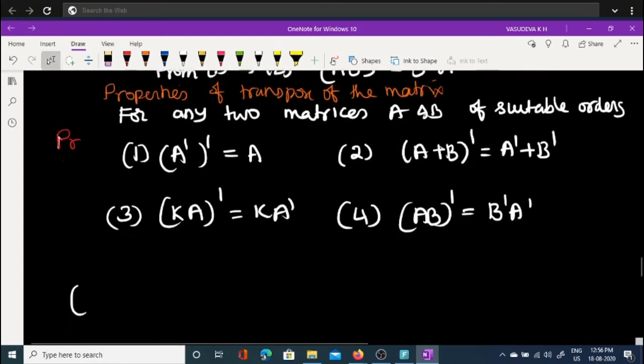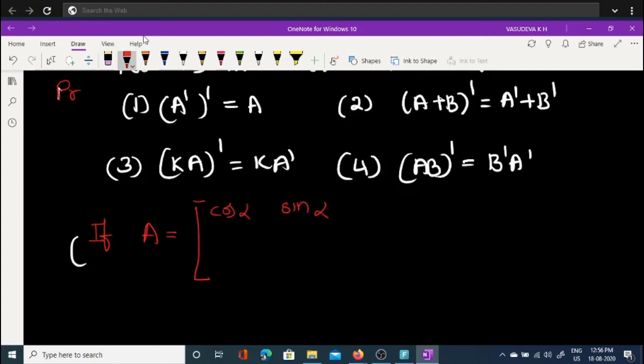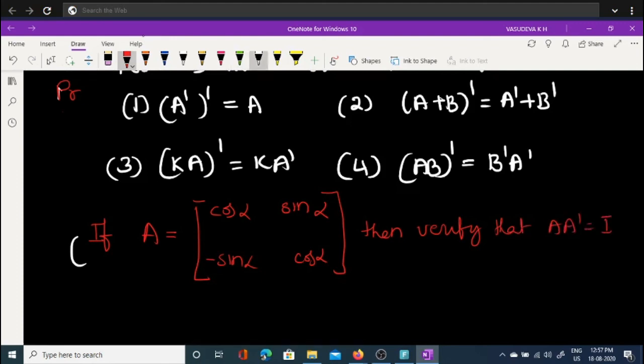So now consider one more example. If A is the matrix cos alpha, sin alpha, minus sin alpha, cos alpha, then verify that A into A dash is equal to the identity matrix.